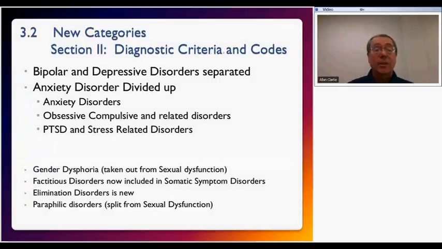So in terms of the categories, bipolar and depressive disorders have been separated. Anxiety disorders was divided up a fair bit. So there's the primary anxiety disorders, things like panic attacks, agoraphobia, social phobia, your specific phobias. They pulled out OCD and related disorders. So obsessive compulsive disorder, body dysmorphic disorder, your trichotillomania and skin picking has been added there.